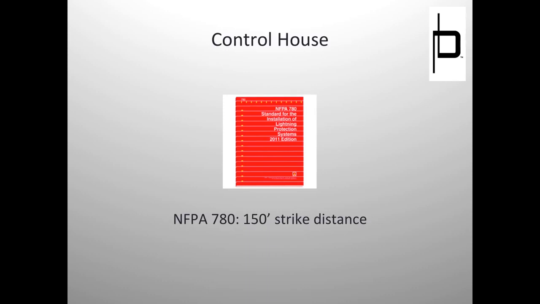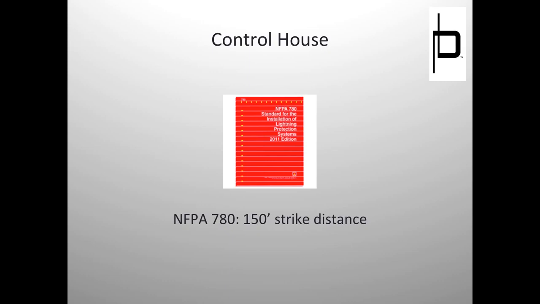You could still have some interruptions. You could have some issues. You've got equipment attached to the walls, sensitive electronic equipment, relays and communication equipment and all kinds of stuff. So when someone asks us to protect a control house, we always refer to the NFPA 780 standard. That standard basically says use a 150-foot strike distance. It just gives us the sphere radius.